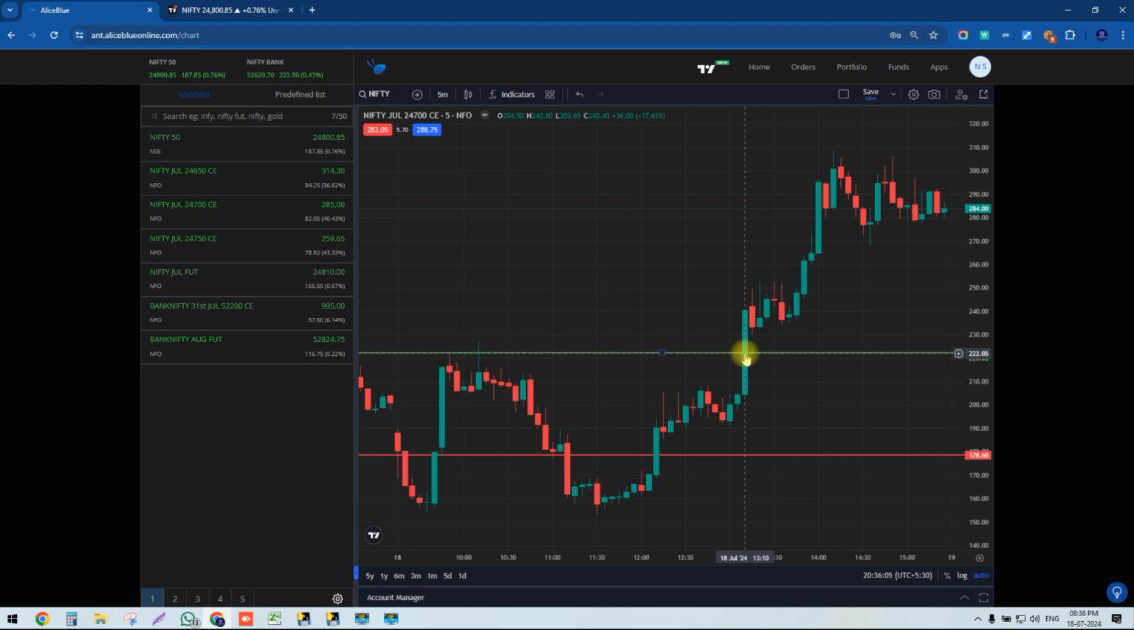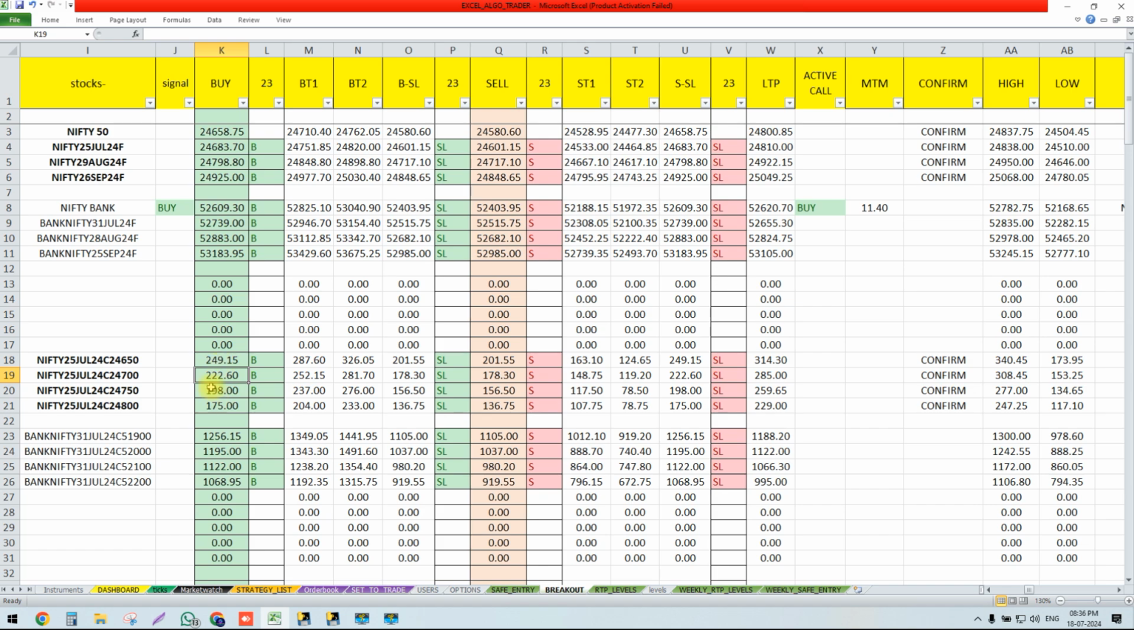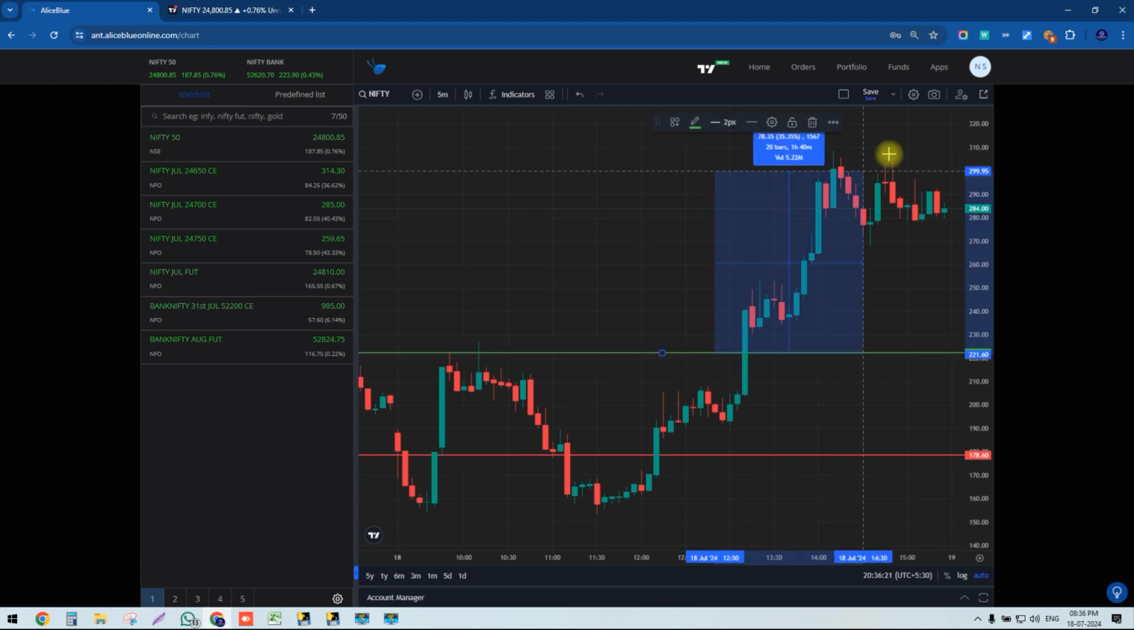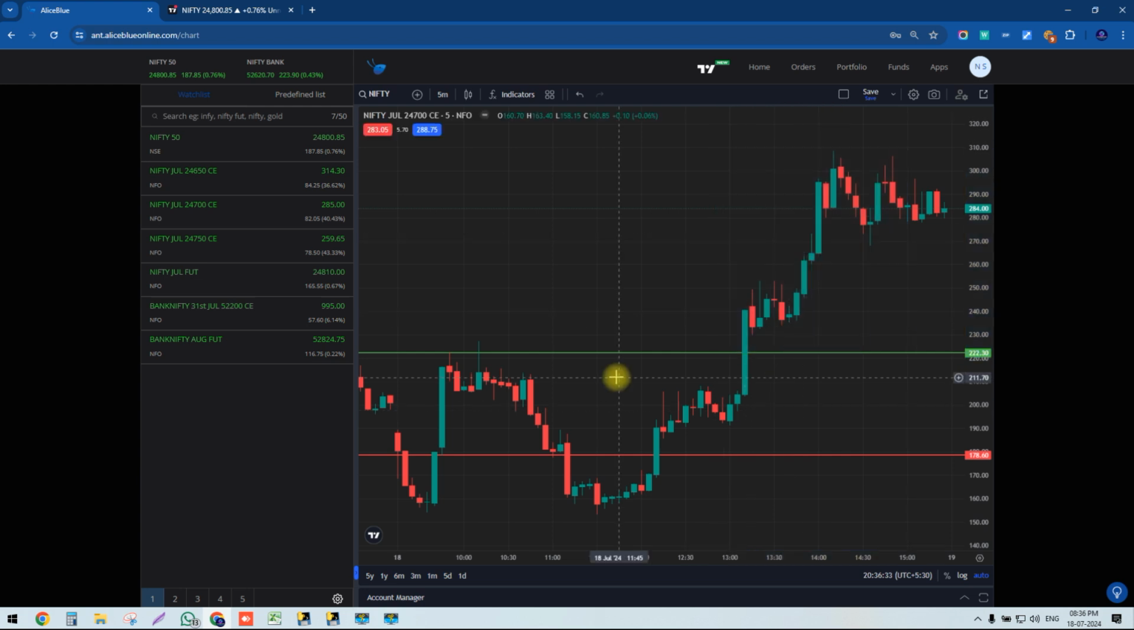You can see here buy was at 22,000. 222. You can see I have marked already. Market went for 222 and it reached up to 309, almost 87 points. You made a profit here. Okay, you can see here, now sell was here.